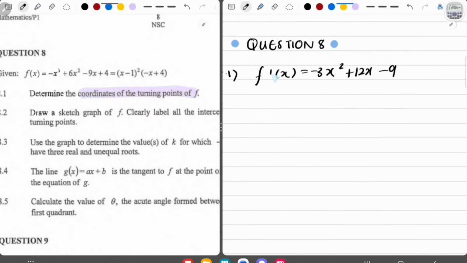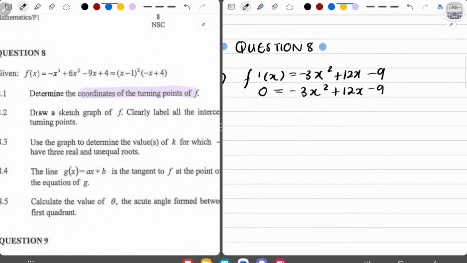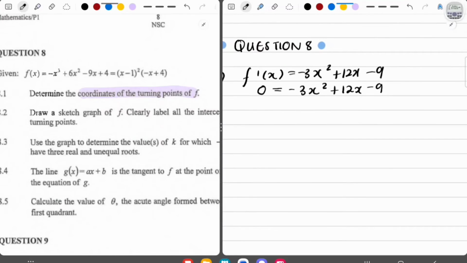So now that we've derived it, we will set that equal to 0 to find the turning point. And then we have negative 3x squared plus 12x minus 9. Okay, so you can go ahead and factorize this. I'm noticing a common factor of negative 3 all through this. So I'm going to go ahead and just divide both sides by negative 3. And I'm going to have 0 is equal to positive x squared. And then positive divided by negative is a negative. So 12 divided by 3 is 4x. And then that gives us positive 3.